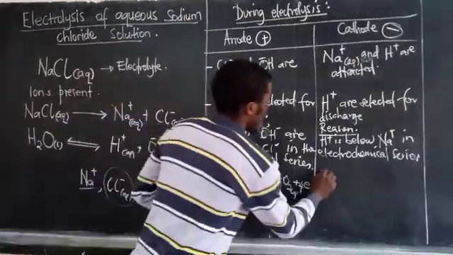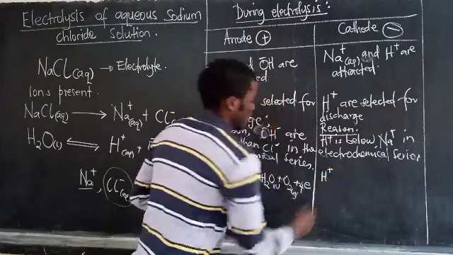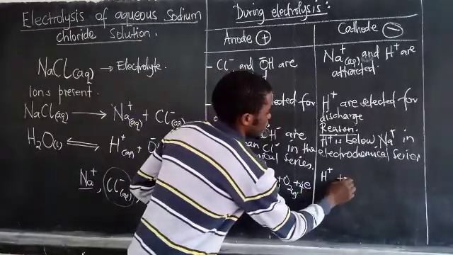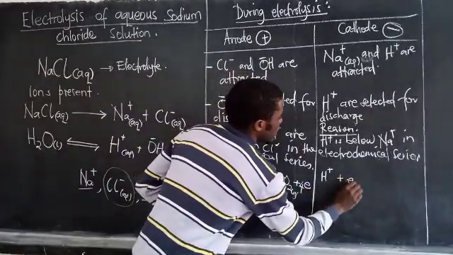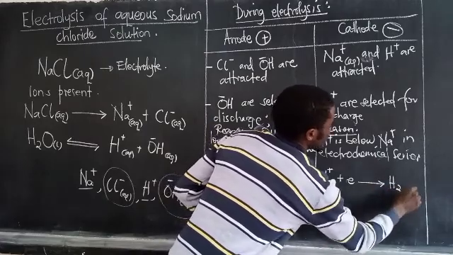In the same way, when hydrogen ions here get discharged, since hydrogen ions are positive, they get discharged by gaining electrons to form hydrogen gas.